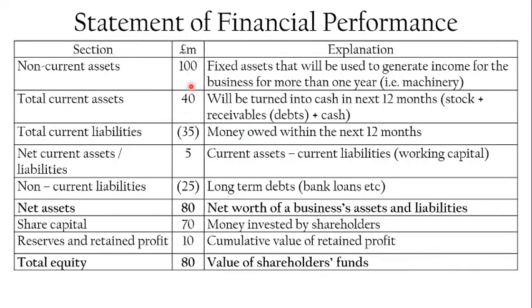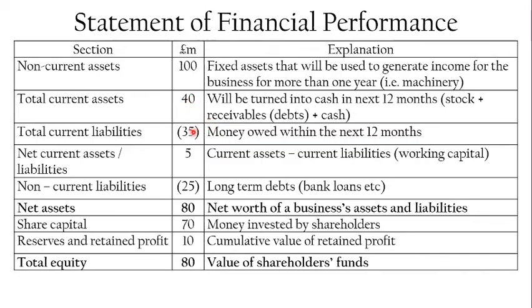Here's how it's laid out. You look at the business's non-current assets. These are the things that are going to be used to generate cash for the business, generate income for the business for more than 1 year, like a factory, a van, machinery, etc. The next section is about current assets and current liabilities. Current assets are going to be turned into cash in the next 12 months. Okay, typically stock, any debt the business has to collect from customers, and cash. The current liabilities are money that the business is going to owe within the next 12 months.